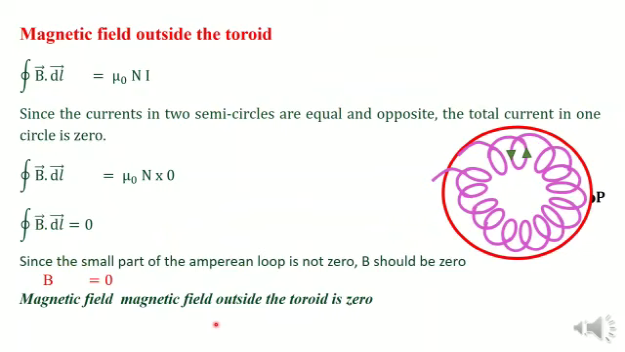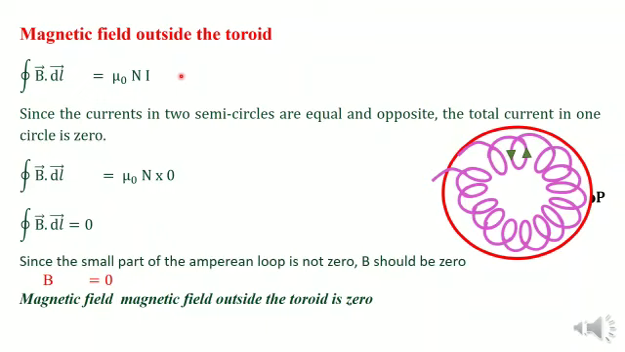Now we can find the magnetic field outside the toroid. Consider a point P outside the toroid. To apply Ampere's circuital law, consider one Amperian loop which is passing through this point P. Now, Ampere's circuital law is closed integral B dot dl equals mu 0 times the enclosed current.